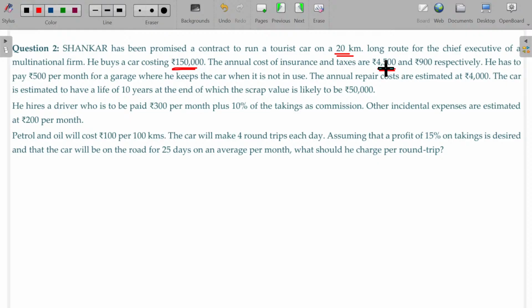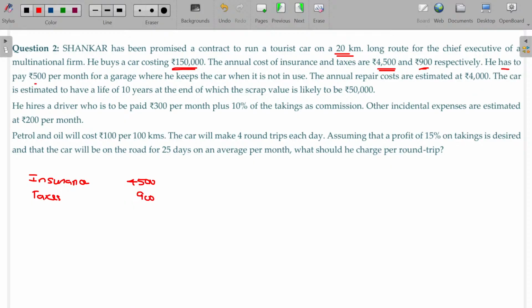So insurance and taxes are fixed charges, 4,500 and 900 respectively. I'll just sum up all the costs first of all, just similar to the machine hour rate. Here, rather than machine hour rate, it's cost per kilometer. So insurance cost 4,500 and taxes 900.